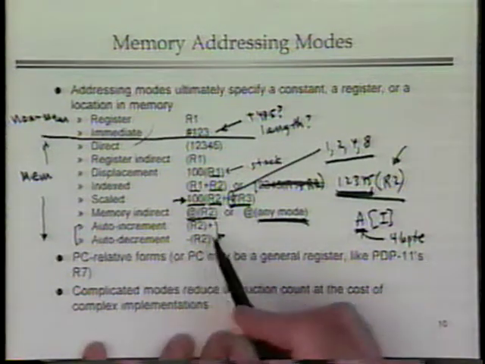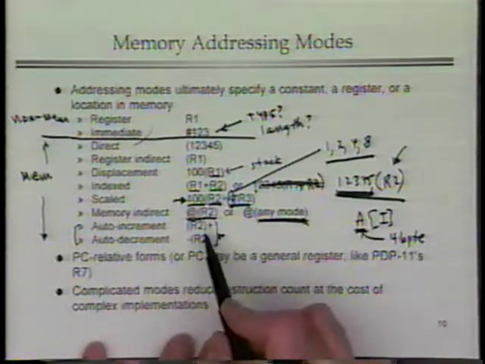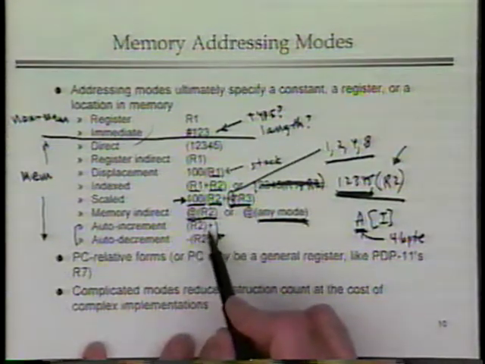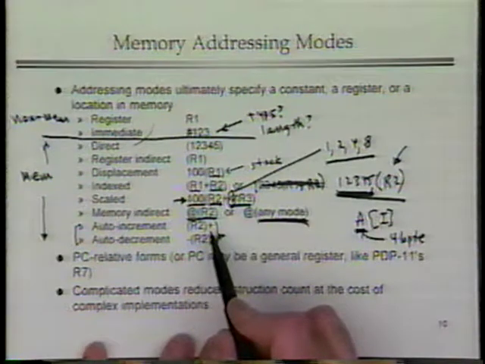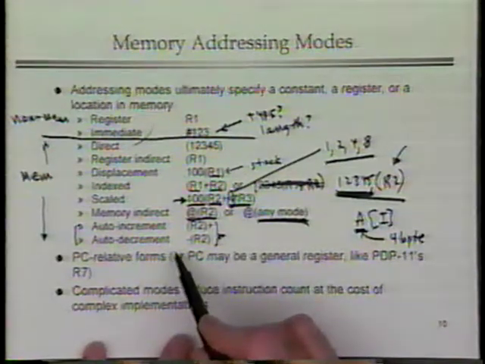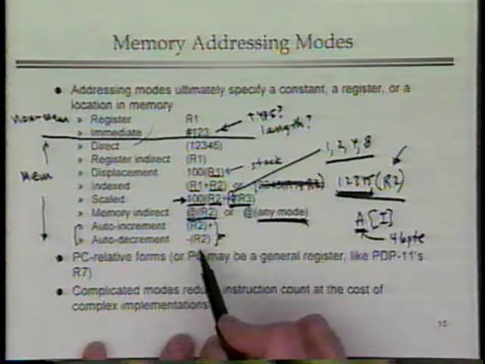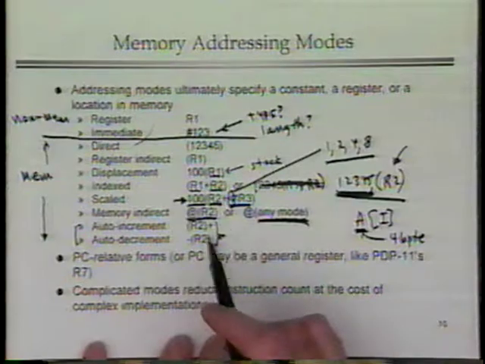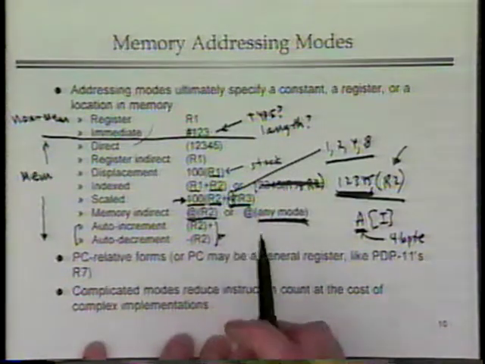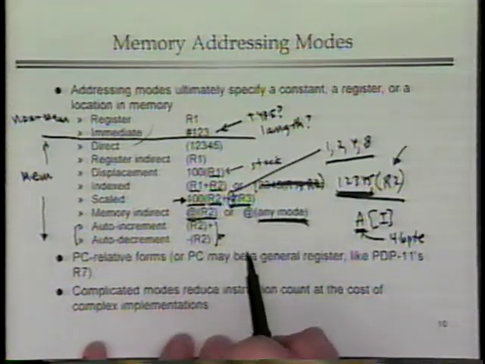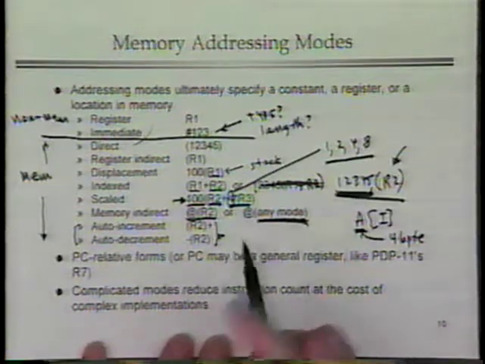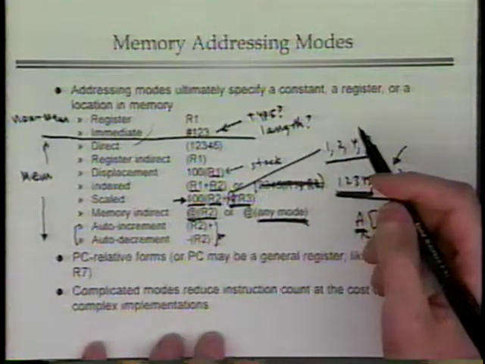Notice that it's very typical for auto-increment to reference the memory location through the register first, then increment the register afterwards, and for auto-decrement to do the reverse, to decrement the register first, then to access the variable that that register points to. Why? Anybody know why those things should be designed asymmetrically? For stacks. Exactly, that's the answer, for stacks.